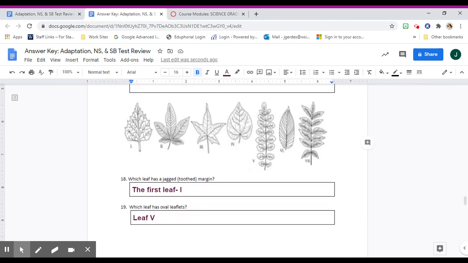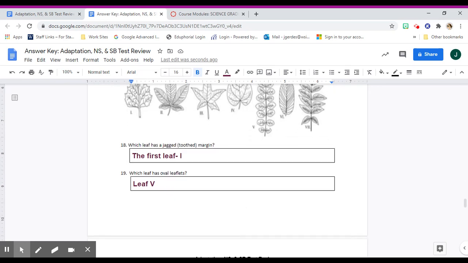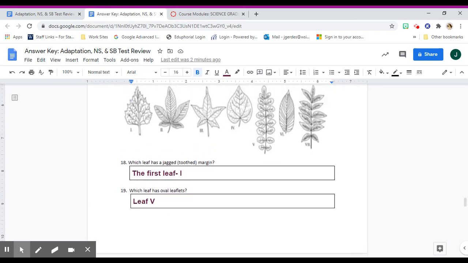18, you're supposed to use the picture above. It says, which leaf has a jagged tooth margin? Remember, jagged is like the rough, like there's something with rough teeth ate it. And it's the first leaf, leaf 1. Which leaf has oval leaflets? Oval means not quite circular, right? We all know what that looks like. And then leaflets, remember, is anything that has multiple leaves on one stem. So this one and this one would be considered leaflets, but this is the only one with the oval shape.